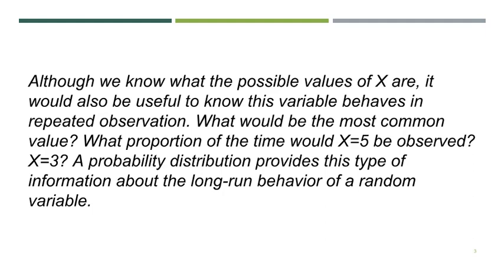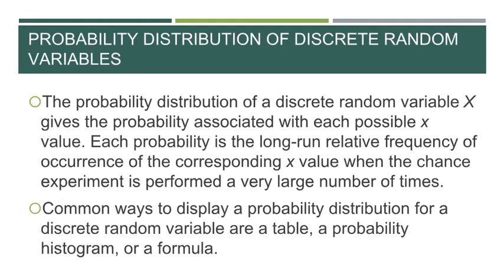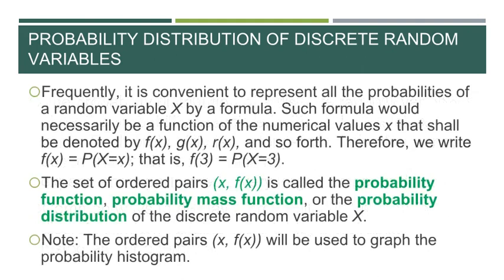a random variable. The probability distribution of a discrete random variable, denoted by uppercase X, gives the probability associated with each possible x value, denoted by lowercase x. Each probability is the long-run relative frequency of occurrence of the corresponding x value when the chance experiment is performed a very large number of times. Common ways to display a probability distribution for a discrete random variable are a table, a probability histogram, or a formula.